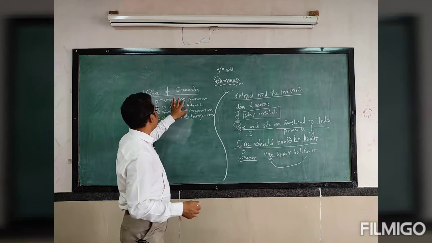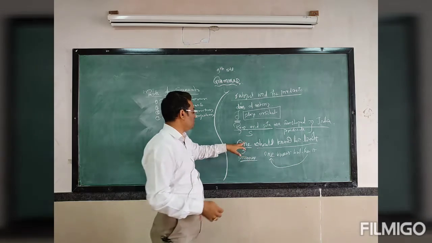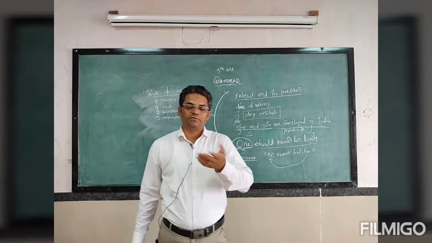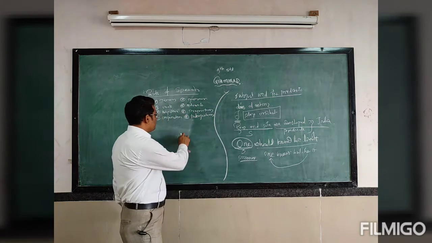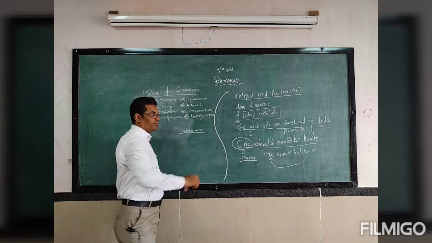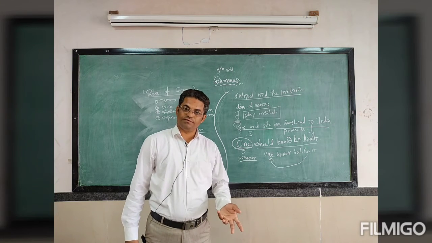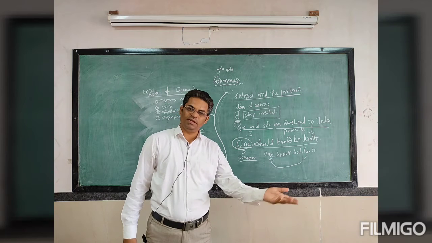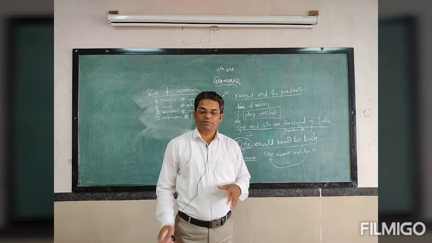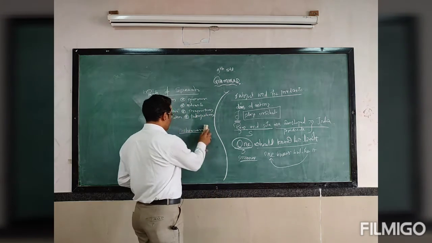Now, pronoun. Every word that comes in the place of a noun, that is a pronoun. For example, I have given: one should know his limit. Now, one comes in for anybody, so that is a pronoun. Whoever comes to my house becomes happy. Whoever is a pronoun because it comes in place of any name. He, she, it are the pronouns. Now, these pronouns are the proper pronouns. We call them proper pronouns.